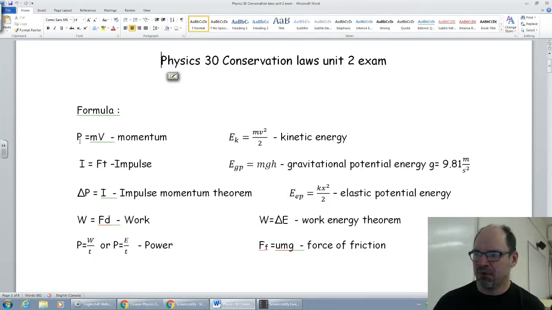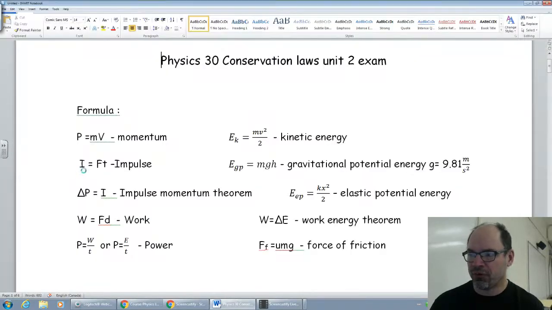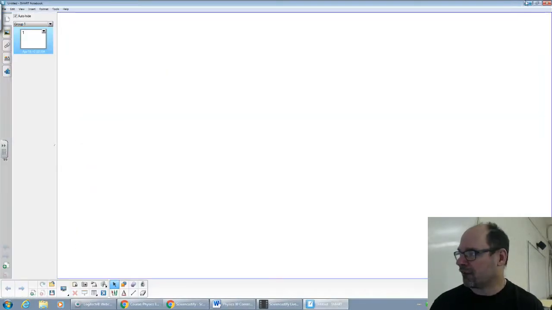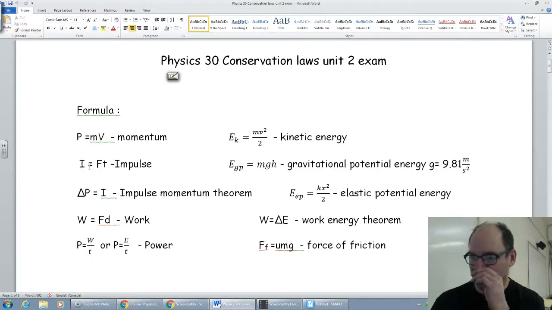So there's momentum, p equals mv. Okay, that's momentum. Kinetic energy, EK, mv squared over 2. Impulse, okay, impulse equals Ft, force times change in time. Gravitational potential energy, mgh, where g is 9.81 meters per second squared, or 9.8. Impulse momentum theorem, pardon me: change in momentum equals impulse. Elastic energy, kx squared over 2.